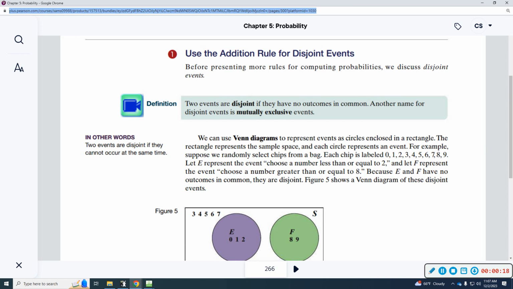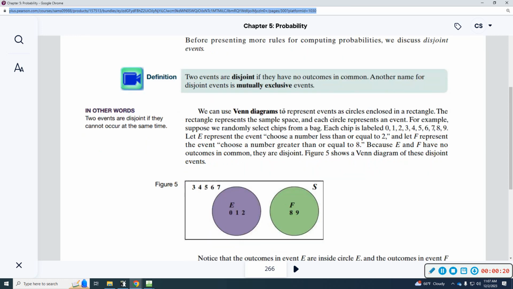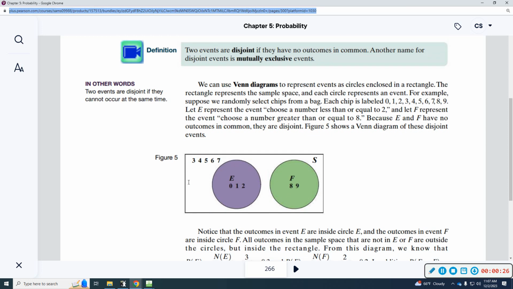So if you see disjoint or mutually exclusive, it just means you have two events or two outcomes that don't have anything in common. So you can see from this figure, S is the sample space, and it is referring to the numbers, looks like 0 through 9, and E would be the event 0, 1, 2, and it does not overlap, has no numbers in common with what F has, which is 8 and 9. So these are what they refer to as disjoint or mutually exclusive.